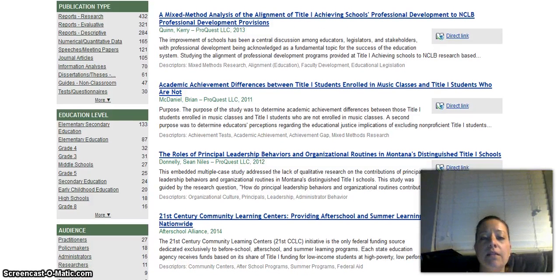A mixed method analysis of the alignment of Title I achieving schools' professional development to No Child Left Behind professional development provisions. I feel like actually that one would be relevant, because we spend so much of our Title money on professional development, for different companies to come in with different strategies, or we're buying different programs and they come in with professional development on our staff development days. So I actually feel like that article would be relevant because of the professional development that we receive in regards to making our students achieve higher.